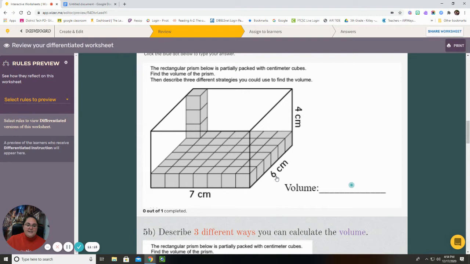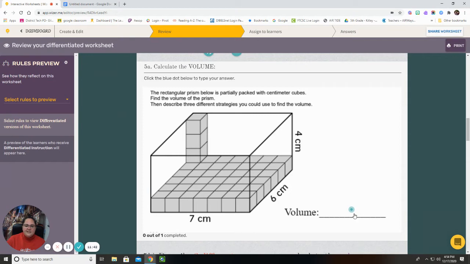4 times 6 is 24 times 7. Okay, I'm going to do that on my whiteboard. I suggest that you do it on your paper. 4 times 7 is 28. Carry my 2. 7 times 2 is 14, plus 2 is 16. So my answer should be 168 cubic centimeters. Now, this does not have a label. You must put the label in. So 168 centimeters cubed. That's how you write that answer.